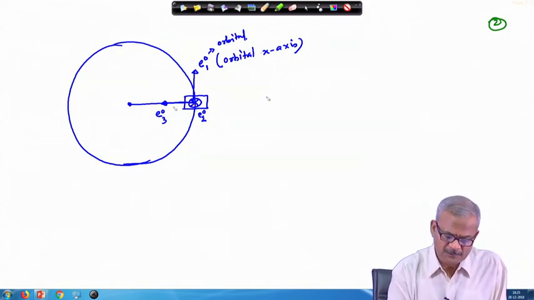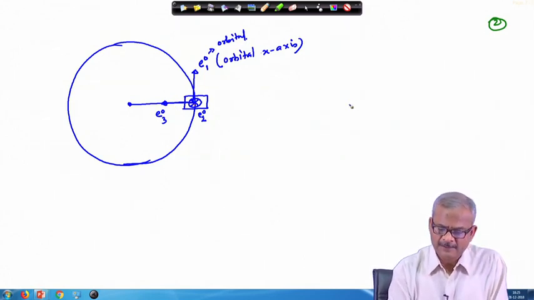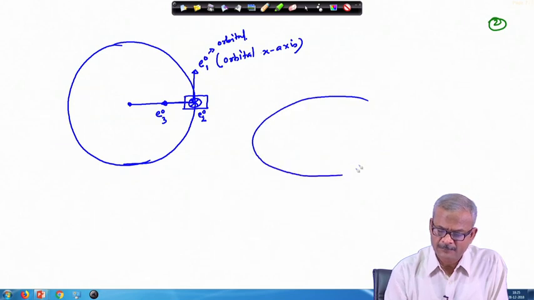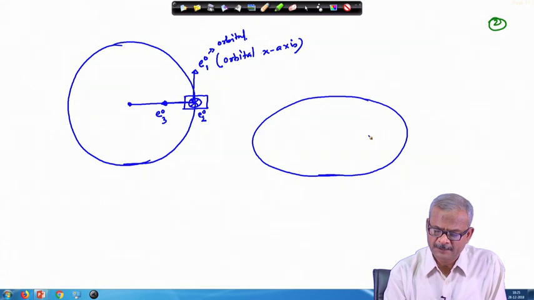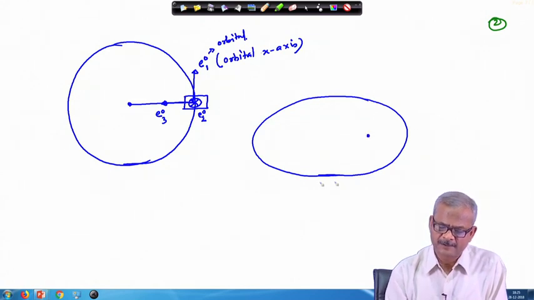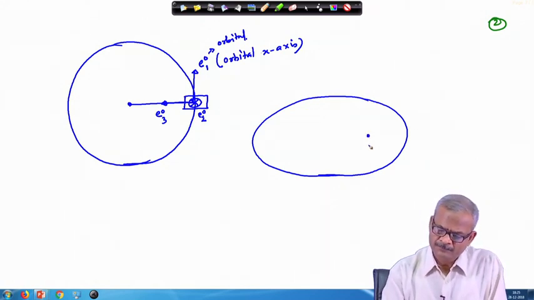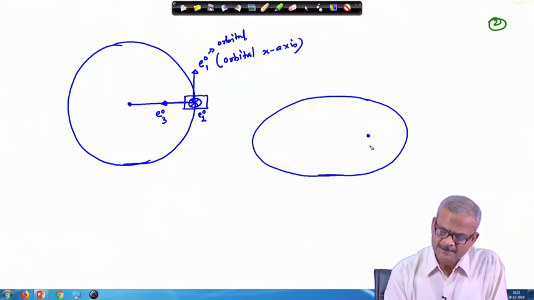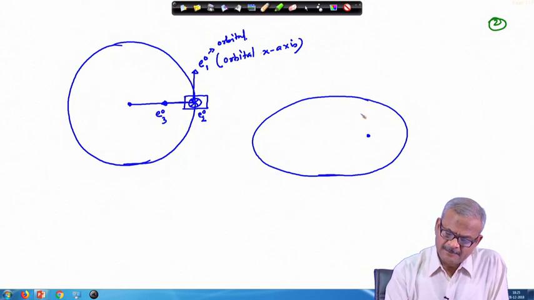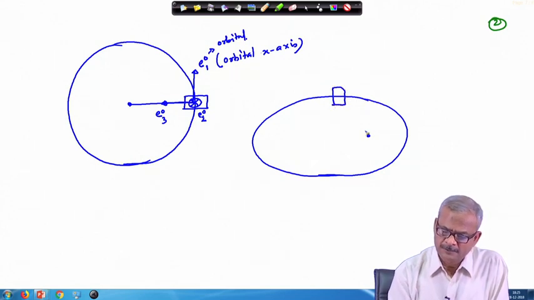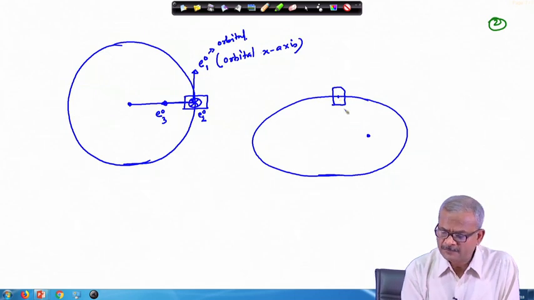Okay. There are cases where your satellite may not be in a circular orbit, rather in an elliptical orbit. Let us say that I am showing a very highly elliptical orbit. So, it is an exaggerated figure. So, let us say that your satellite is lying somewhere here. Okay. And this is the center of mass of the satellite.